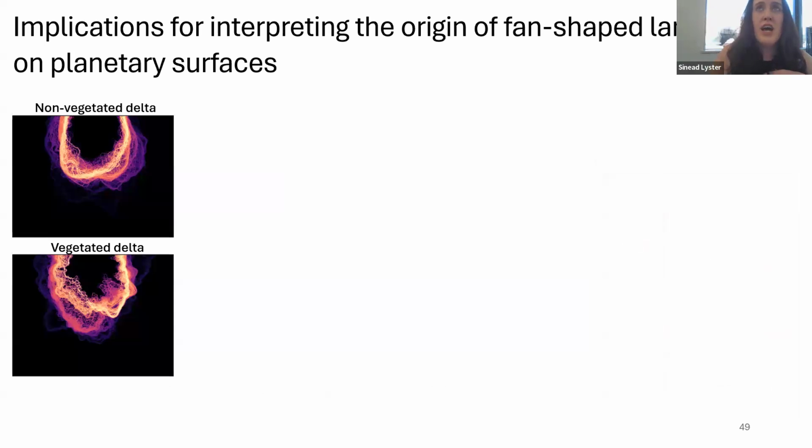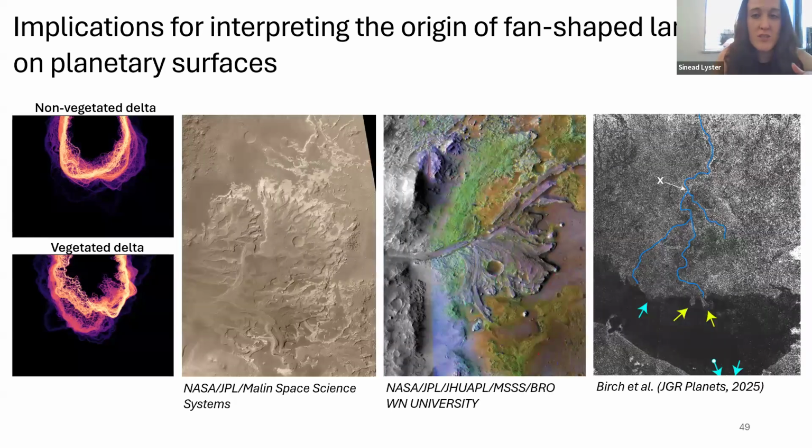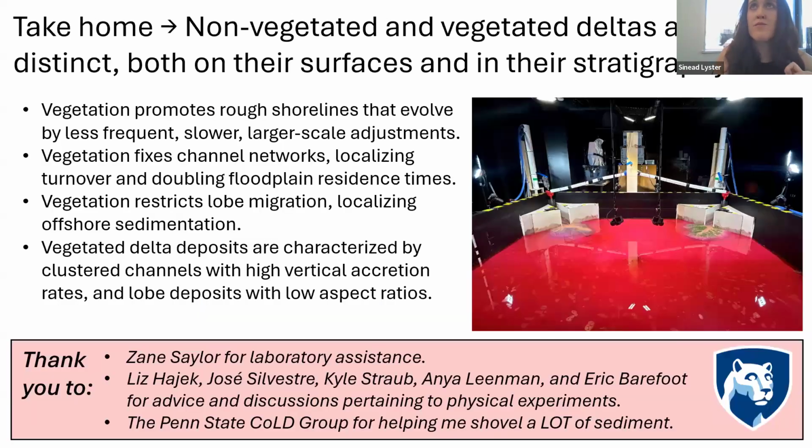And a final implication: what are the implications of these results for interpreting the origin of fan-shaped landforms on planetary surfaces? Again, with these shoreline contours, we can leverage observations of our non-vegetated shoreline evolution to help determine the origins of fan-shaped landforms on the planets. But the vegetated delta observations are not totally useless. Vegetation is a source of cohesion, so we can also leverage the differences between our non-vegetated and vegetated delta shoreline evolution. We can take those differences and use them to potentially infer the sediment cohesion conditions when we're looking at fan-shaped landforms on other planets.